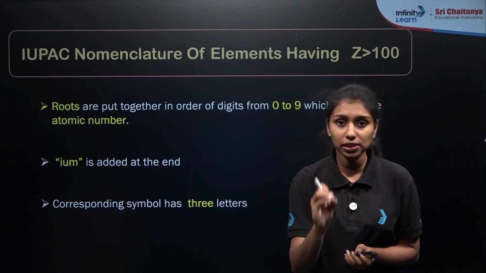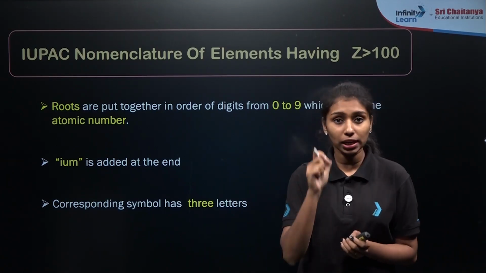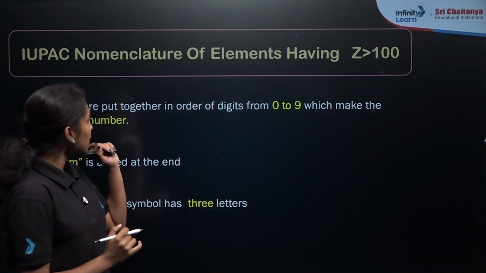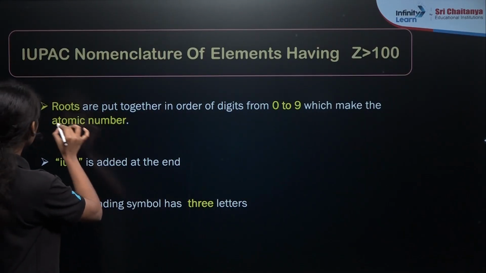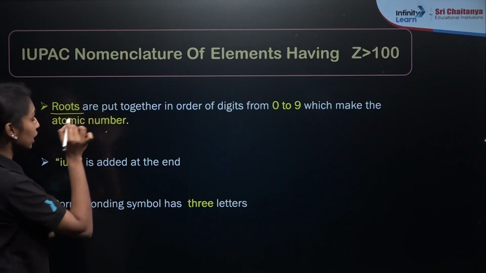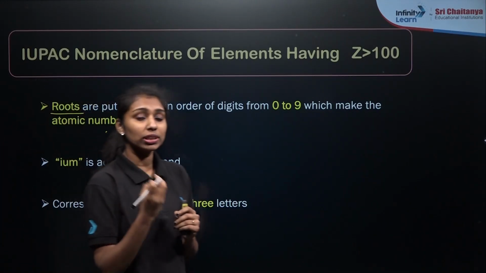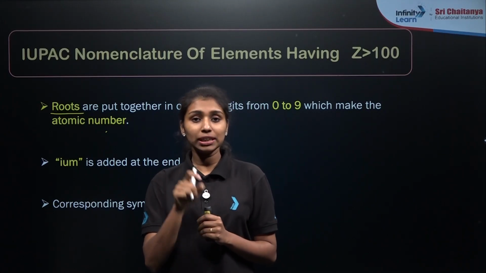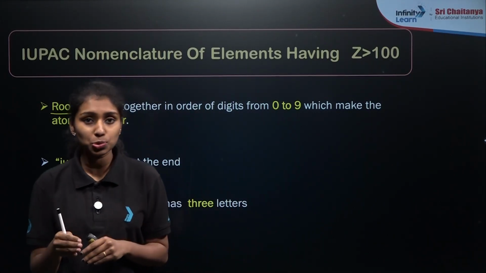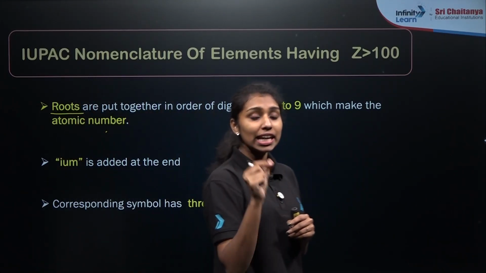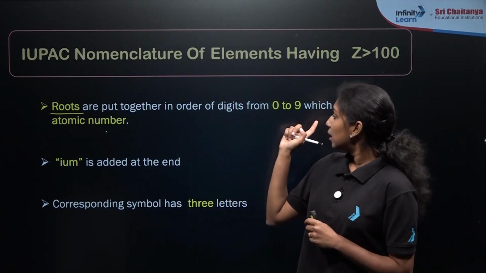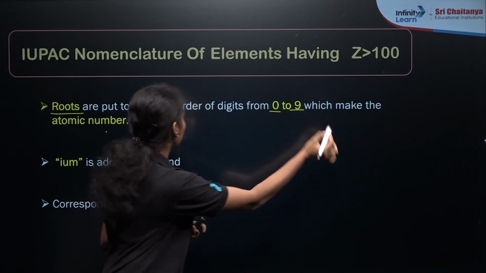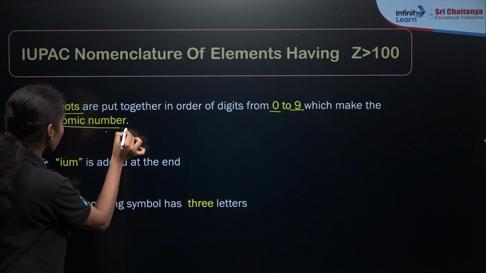So these are the rules according to IUPAC for the nomenclature of elements which have an atomic number more than 100, right? Here we have some rules. First, we need to identify the roots. When we discussed the nomenclature of carbon compounds, we saw some roots, right? Whenever we have only one carbon, the word root is meth. If we have two carbons, the word root is eth. Similarly, for the digits from 0 to 9, we give some roots, which correspond to the atomic number, right?